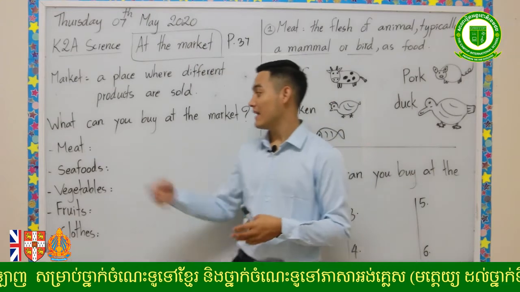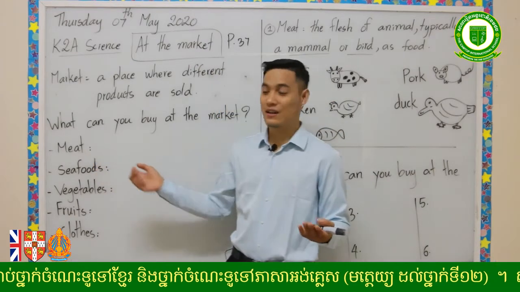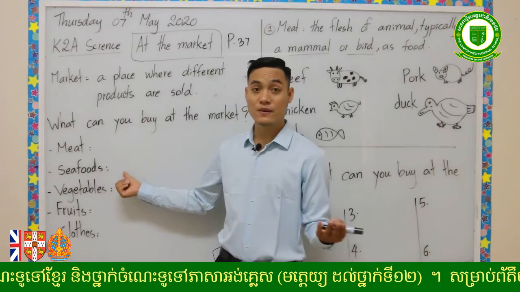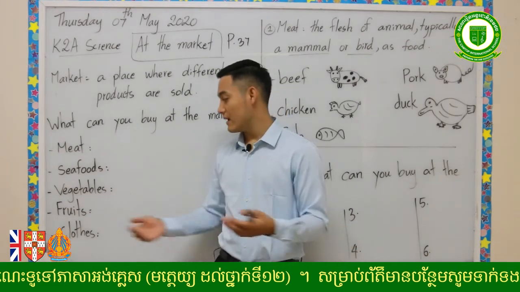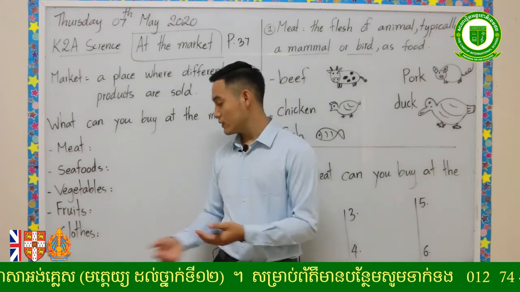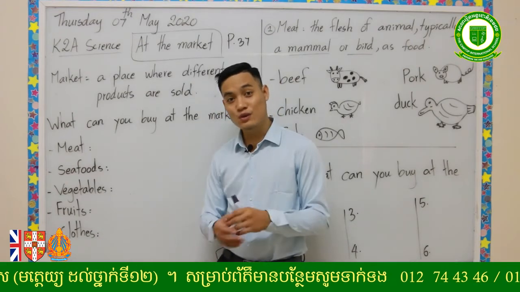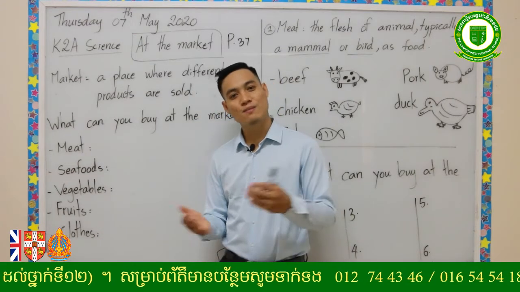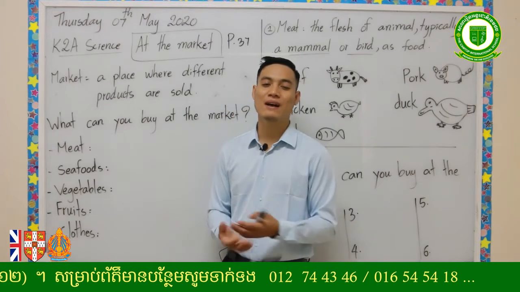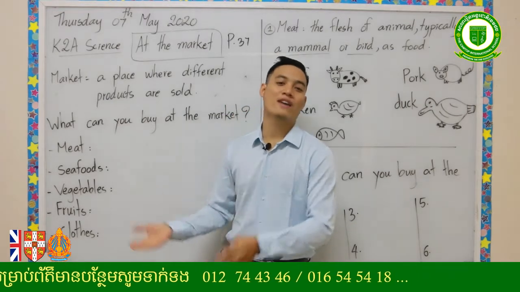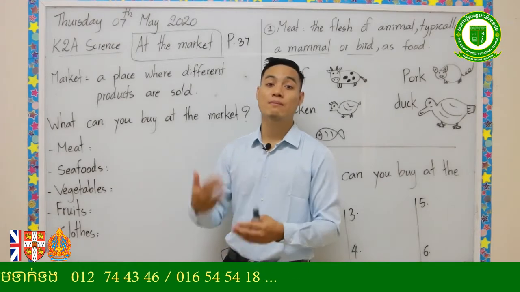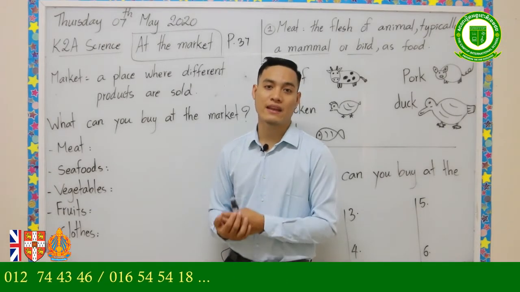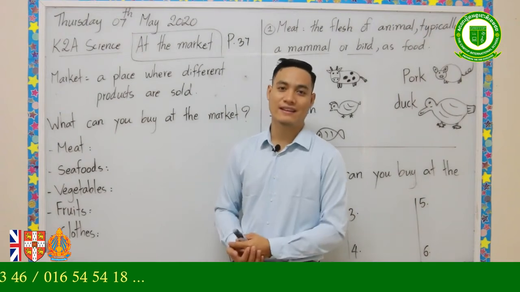Normally you go to buy meat, seafood, vegetables, fruits, clothes, toys, rice, anything that you want from the market. That's why I say the market is where you can buy everything, almost everything.